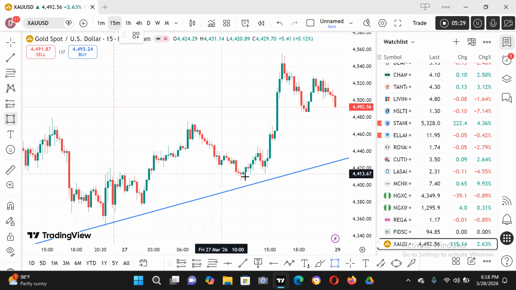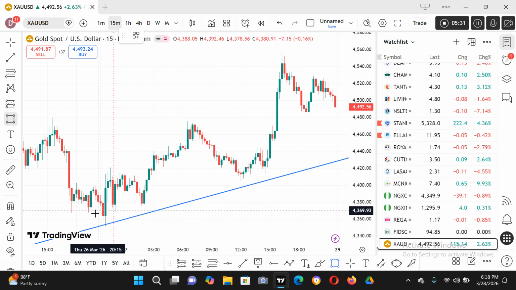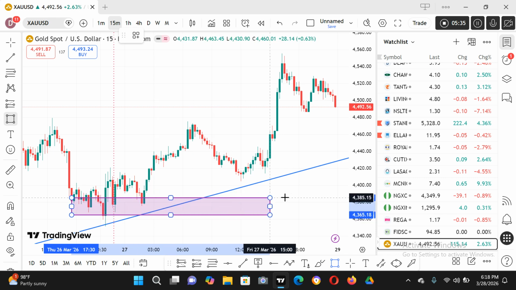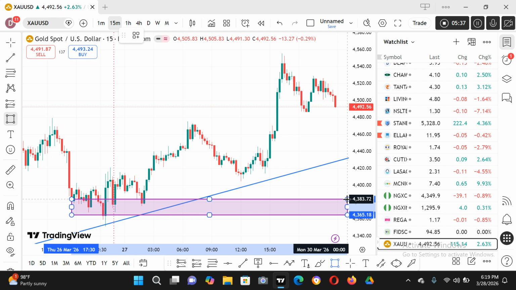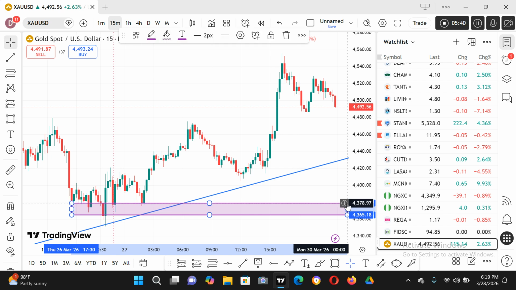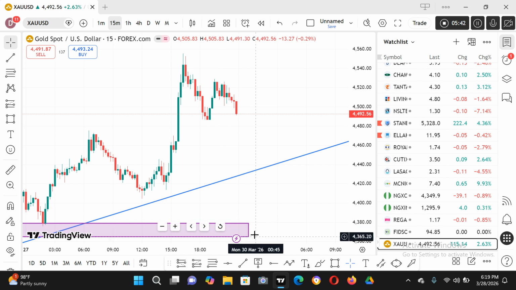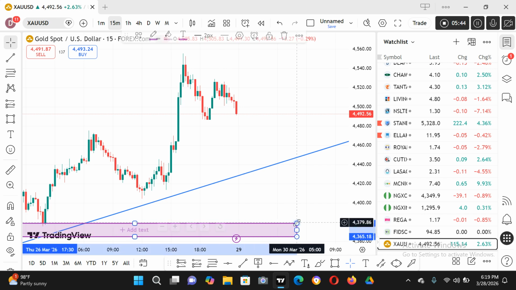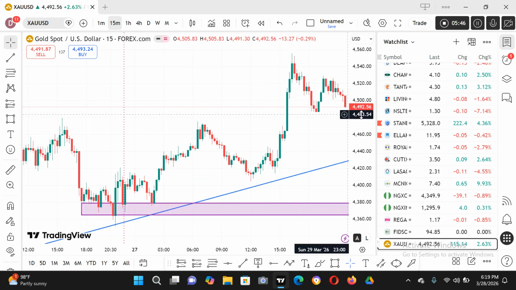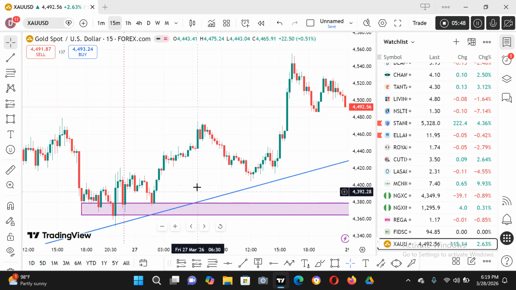So coming to the 15 minutes time frame, we can see that we have a key level here. Let's see, because gold respects key levels. Because guys, it's not every time you enter the market that you take a trade. You have to be sure of what you are doing.